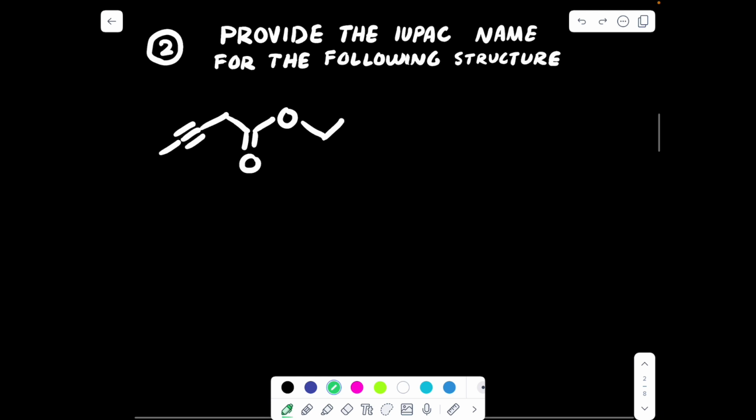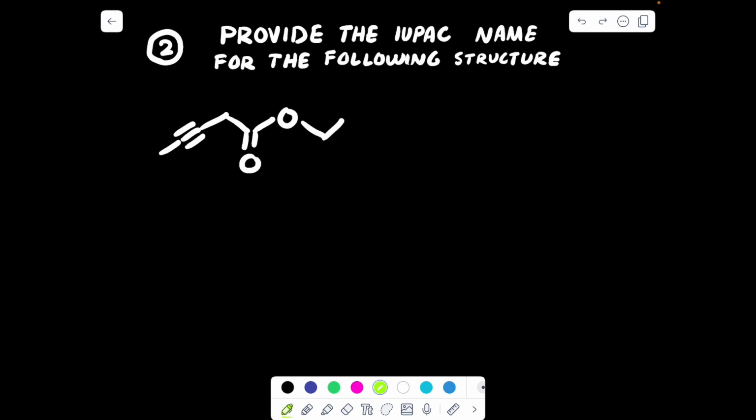Now let's skip to the next question, where it asks us to provide the IUPAC name for the following structure. Once again, if you want to go back to my lecture on IUPAC naming, please check out my last video, because in this problem set, I am just going to be going over the answers to these questions. I'm going to be giving less of a lecture. So please go back to my IUPAC naming video if you have any questions, comments, or concerns.